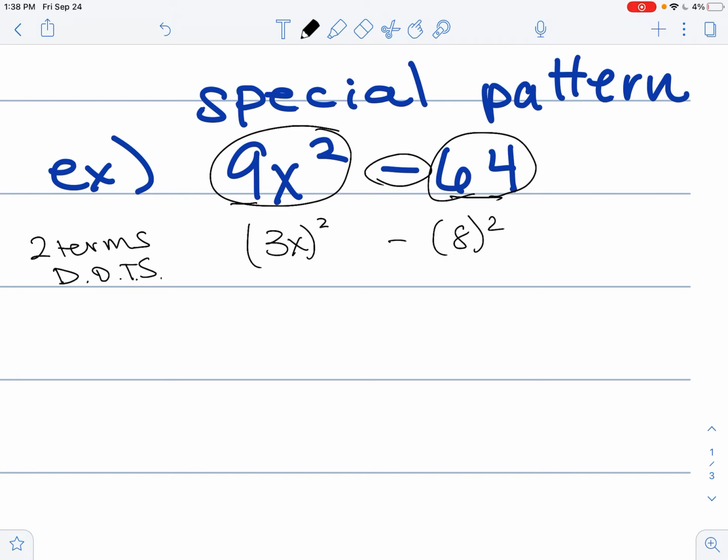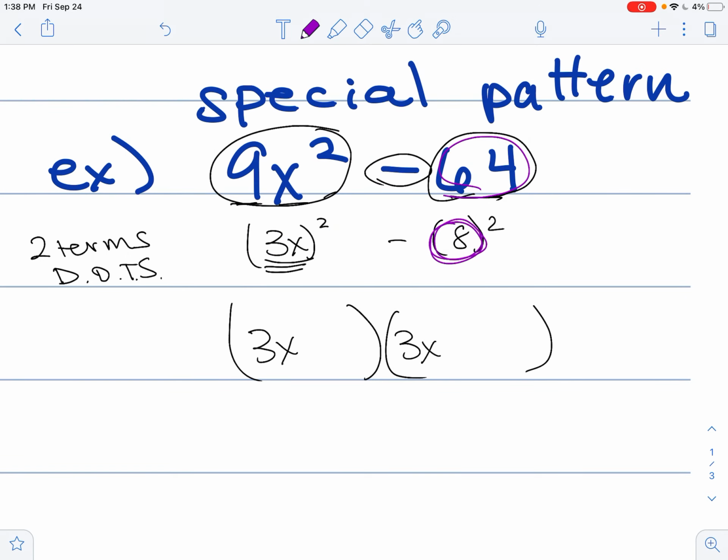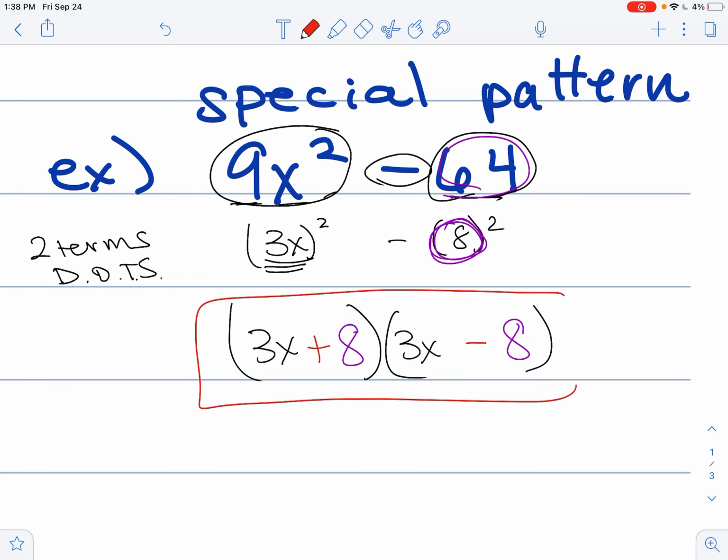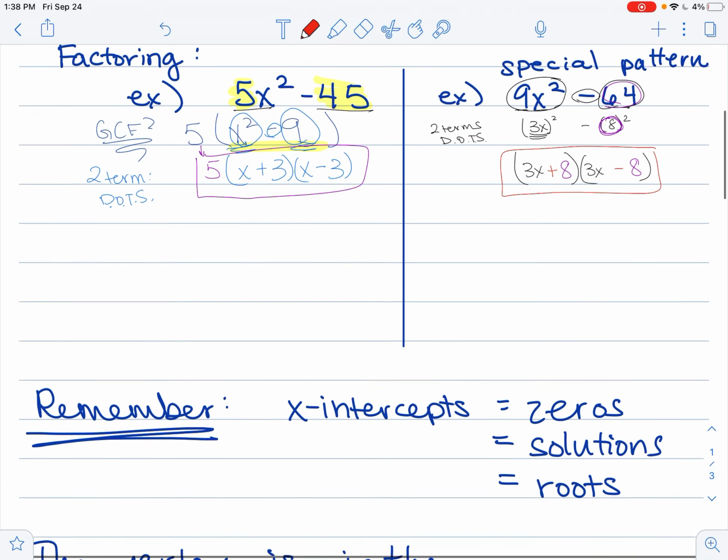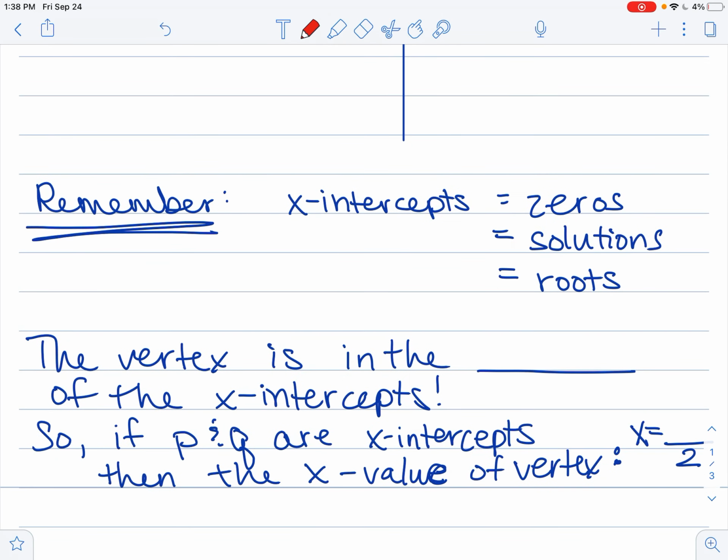So what we're going to do here is we're going to split this up into a DOT. So we know 3x times itself is 9x squared. So 3x goes here in the front. And then we've got 64 is really 8 times itself. So we put 8 and 8 here. One is a plus and one is a minus. And then we're done.